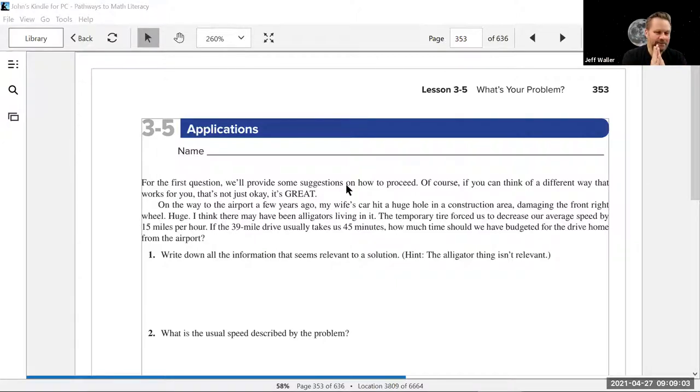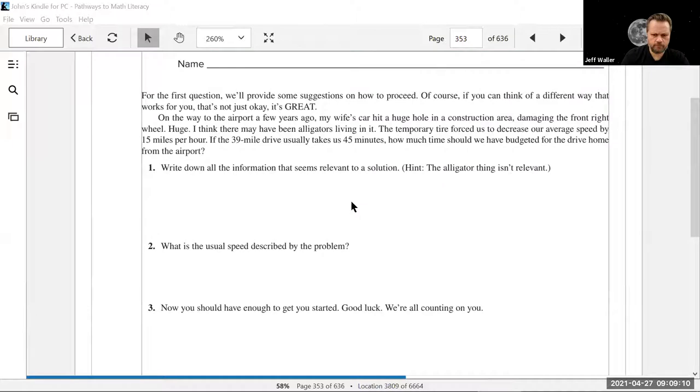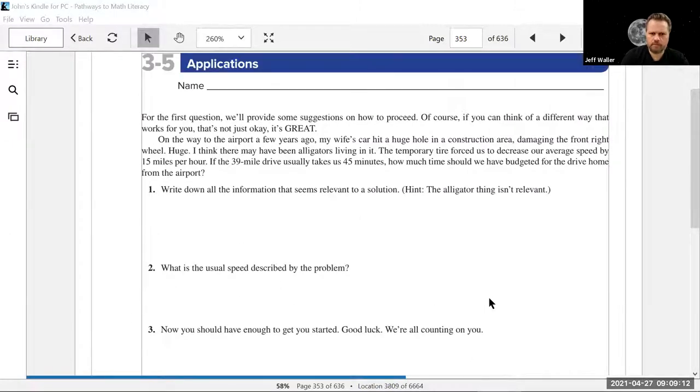Okay, thank you, professor. And for number three, if you read it, it's crazy. You didn't have enough to get you started. Good luck. We are all counting on you, something like that. Yeah, I know. The authors have a weird sense of humor. I'm almost certain you guys have picked up on that. In fact, I would put quotes around humor.